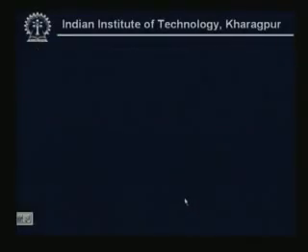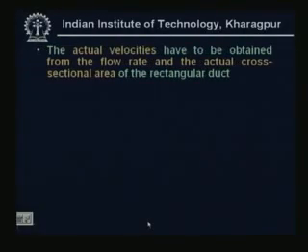Then how do we find the actual velocities? The actual velocities can be found very easily from the flow rate and the actual cross sectional area of the rectangular duct. If you know the volumetric flow rate, then you divide the volumetric flow rate by the cross sectional area, that is nothing but A into B, and then you get the actual velocity. This actual velocity will not match with the velocity obtained from the chart.